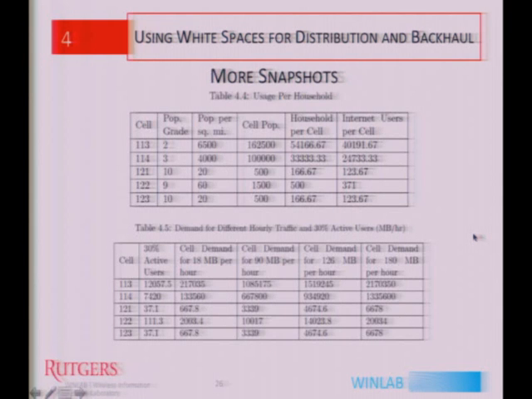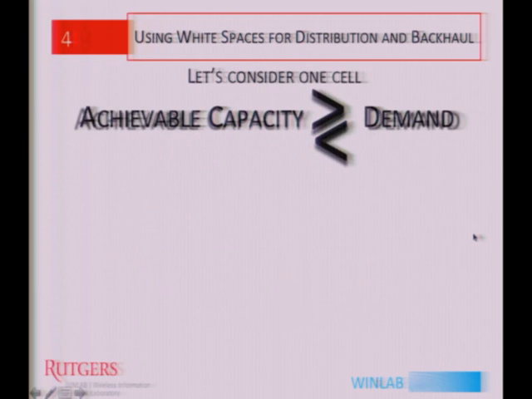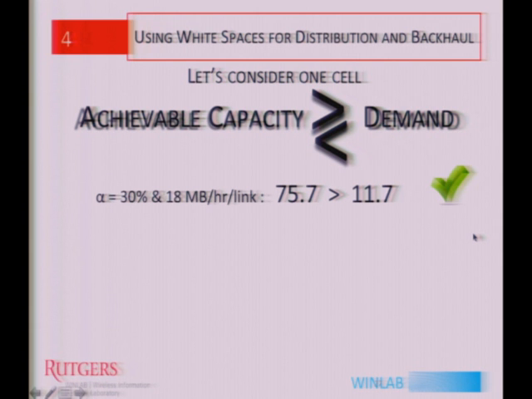Again, a snapshot of our databases would be these 2. So this is a snapshot of the internet users per cell. And after that, we have 4 different scenarios with 4 different usages per hour for all our cells. So coming back to our example, the first scenario was 30% and 18 megabytes per hour.